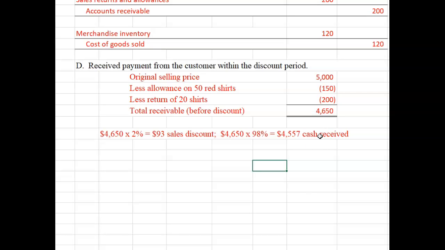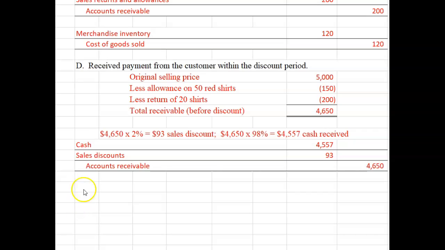So again, this journal entry will take three lines, three accounts. Go ahead and write the journal entry. Start the video again to check your work. So debit cash, $4,557. Debit sales discounts, which is a contra revenue account, for $93. And credit accounts receivable for the entire amount of $4,650.